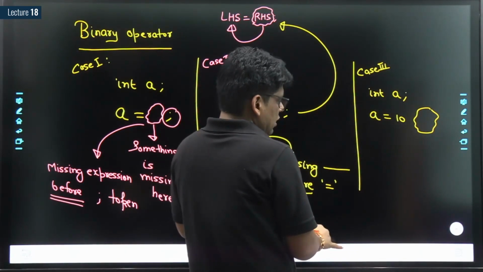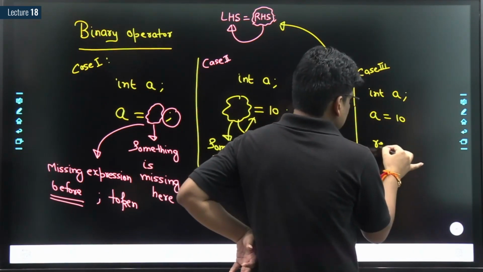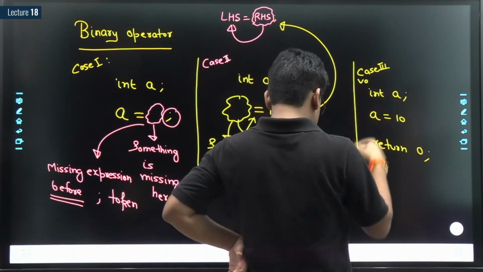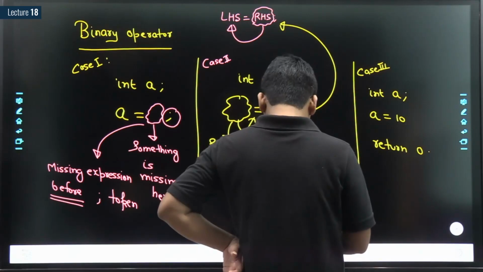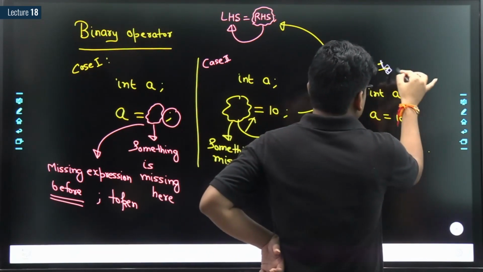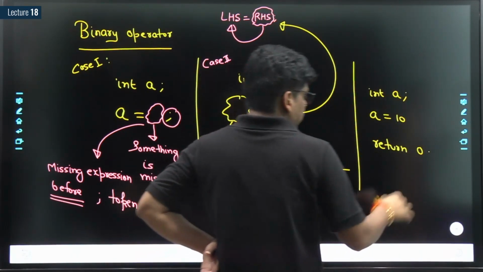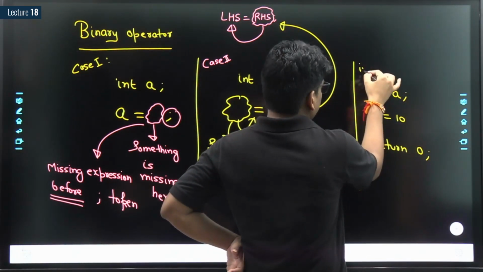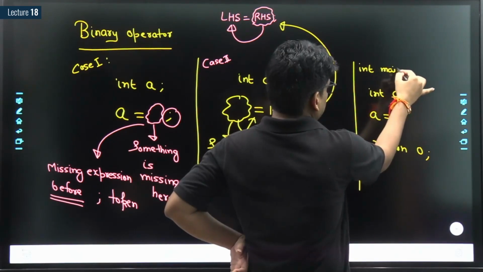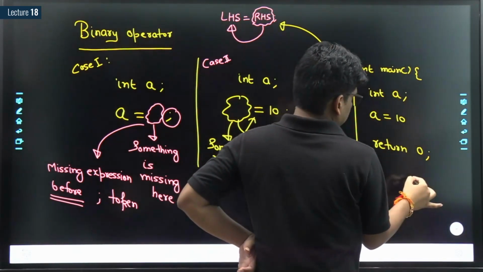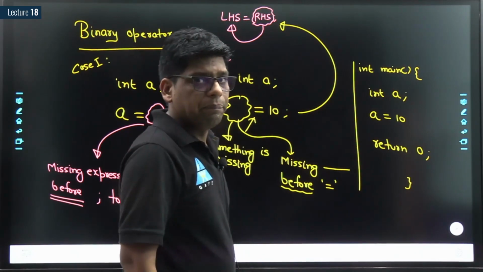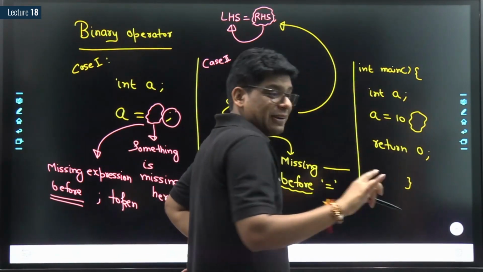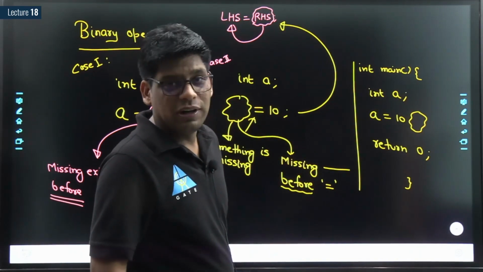Let us suppose, again, let me tell you, let us suppose this is the whole program. You must know what type of error is generated by what kind of error. Let us suppose this is your program. Sir, something is missing. What is missing? Sir, the semicolon is missing.